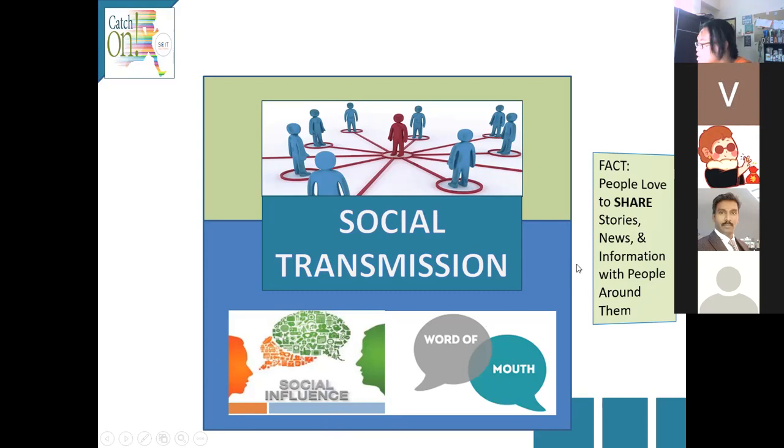People love to share stories, people love to share news, and people love to share information with the people around them. And with WhatsApp being so popular nowadays, this is also true. Tell me, when have you not shared something on WhatsApp? When have you not shared something on social media? And you share it with people around you, right? People that you know. So this is the concept of social transmission.